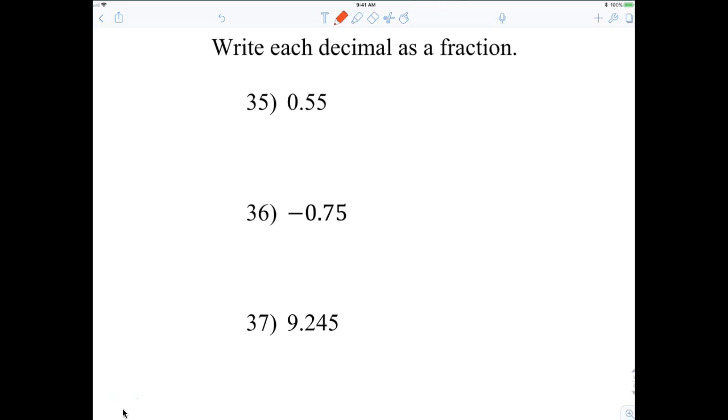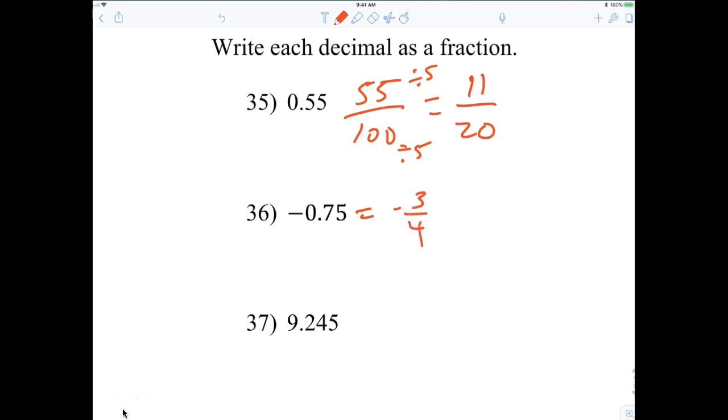Carly, what would I do? So you would do 55 over 100 and then reduce it by what? 5. Yeah, because you're dividing by 5, right? Now, everybody should know what 0.75 is as a fraction. Everybody tell me. Yeah, 3/4. So it would be negative 3/4, right? Is everybody happy with that?